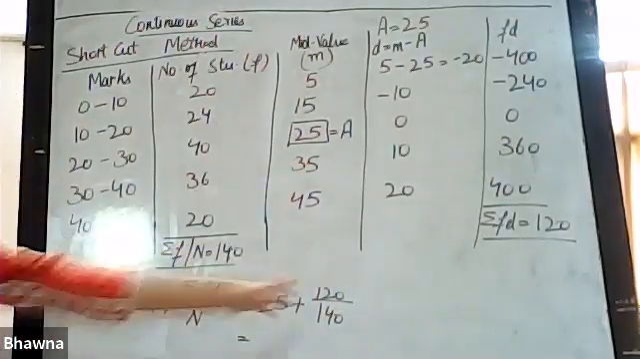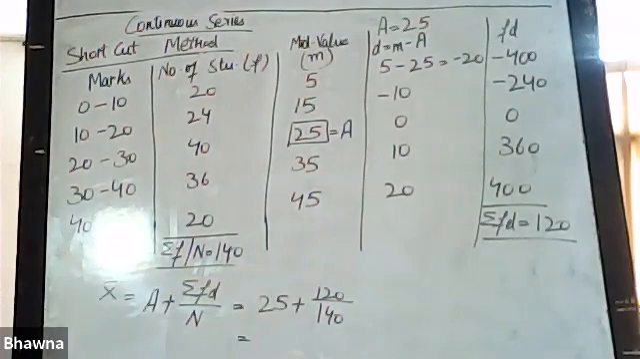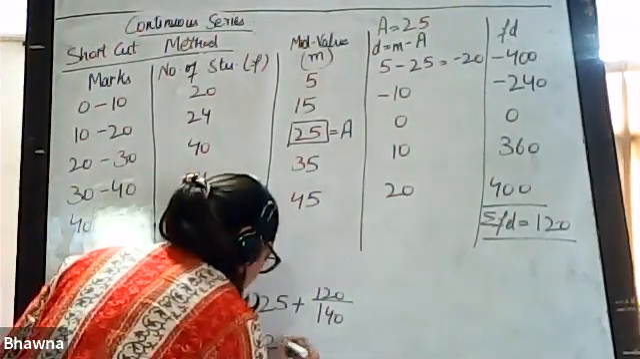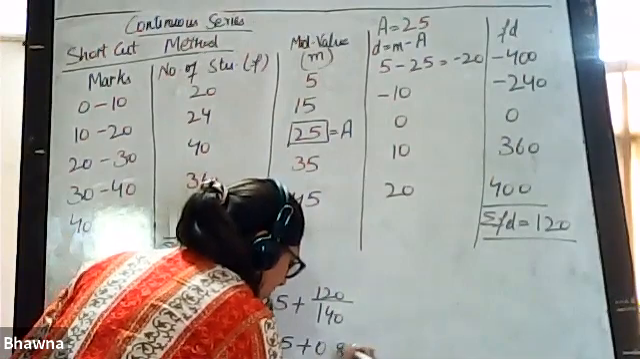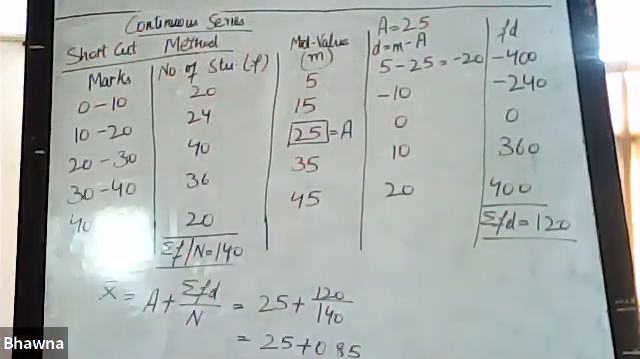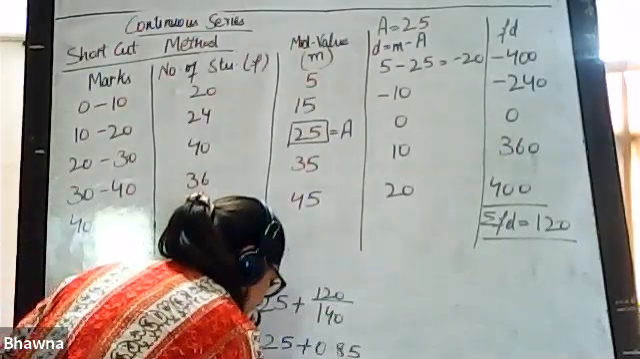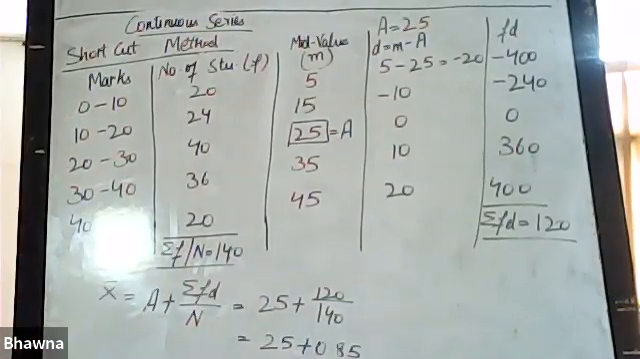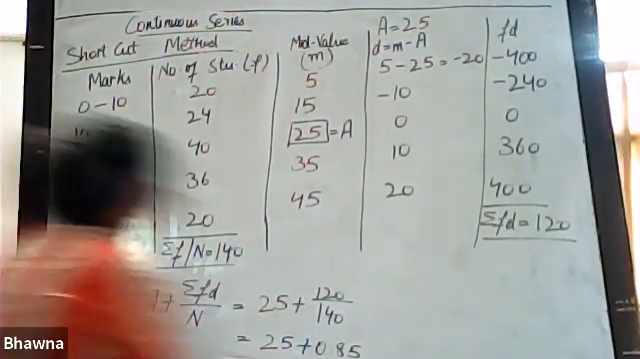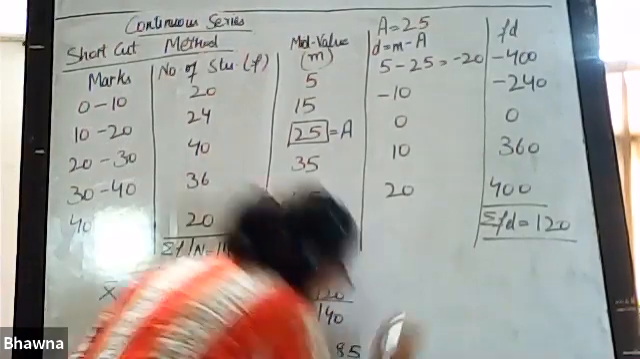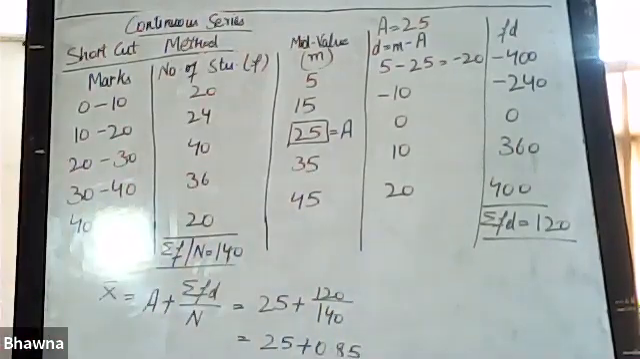So now we have to solve this equation: 25 plus 0.85 is equal to 25.85, and the value of the mean is 25.85. The mean mass is 25.85 and that is your answer. So this is all about the shortcut method of the continuous series and this is all about your mean, the simple arithmetic mean.